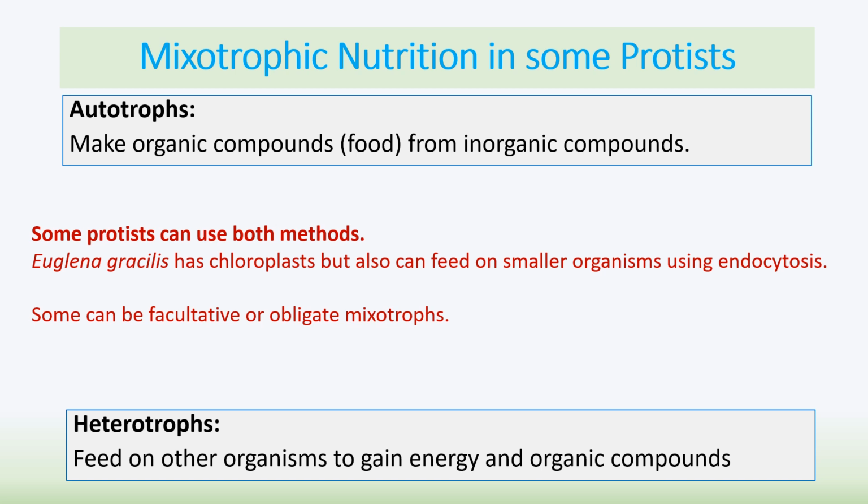Now there are some organisms that can do both methods. So there's an example of something called a protist, which can use both autotrophic and heterotrophic nutrition. So the Euglena gracilis has chloroplasts, which means it can do photosynthesis, okay, but it can also feed on smaller organisms using endocytosis, where it absorbs things into the cell. So therefore it can do both of these.